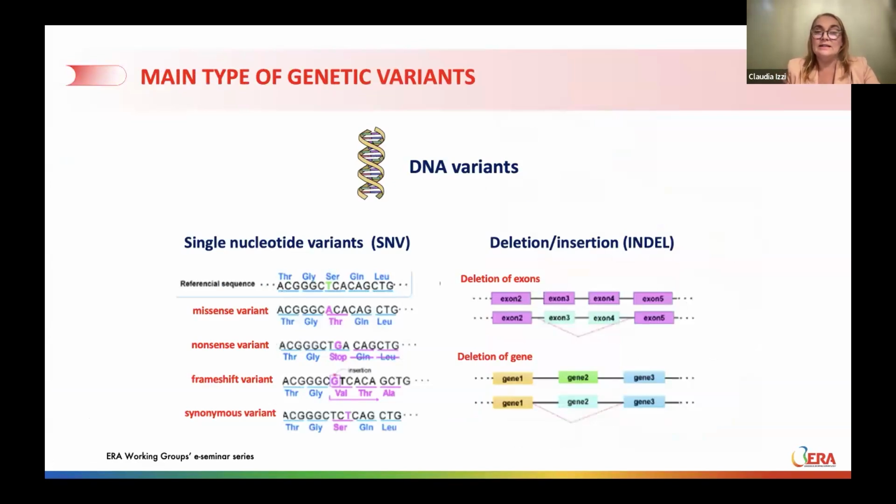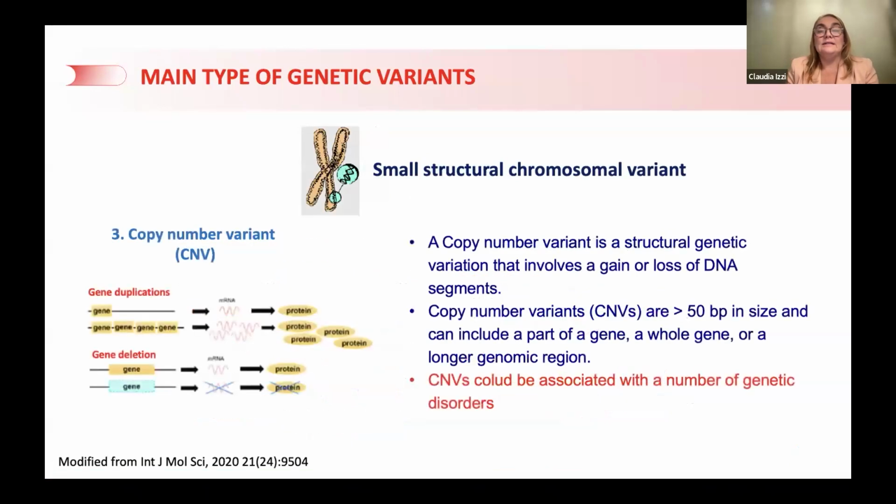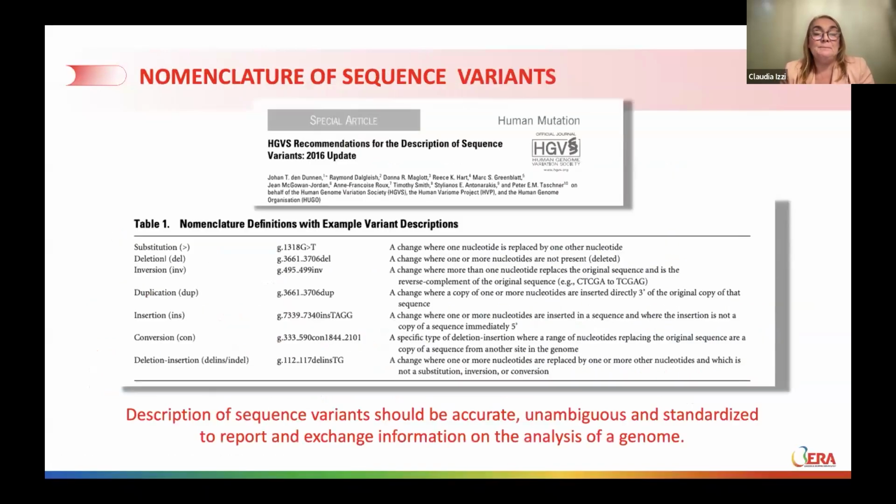For DNA variants, here is a list: single nucleotide variants, deletions and insertions. Here you can see missense, nonsense, frameshift, and synonymous variants, and copy number variants, which are small chromosomal structural variants where we have a gain or loss of a DNA segment.